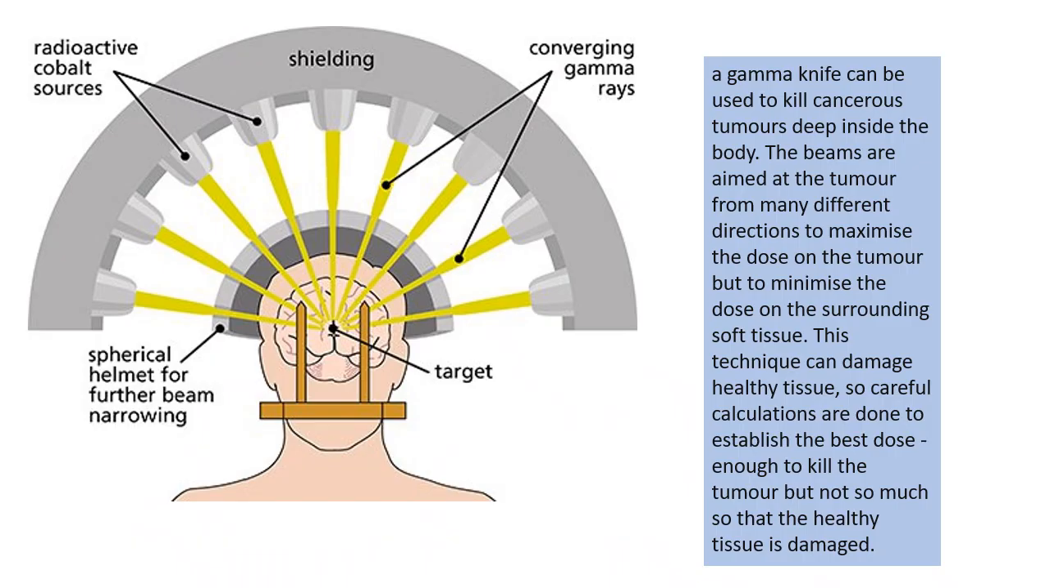A gamma knife can be used to kill cancerous tumors deep inside the body. The beams are aimed at the tumor from different directions to maximize the dose on the tumor, but to minimize the dose on the surrounding tissue. That is why it has to be focused on the target. The technique can damage healthy tissue, so careful calculations must be done to establish the best dose, enough to kill the tumor, but not to damage the healthy tissue.